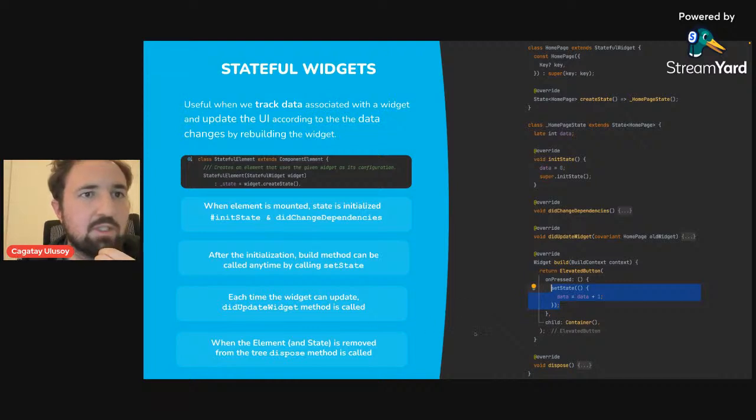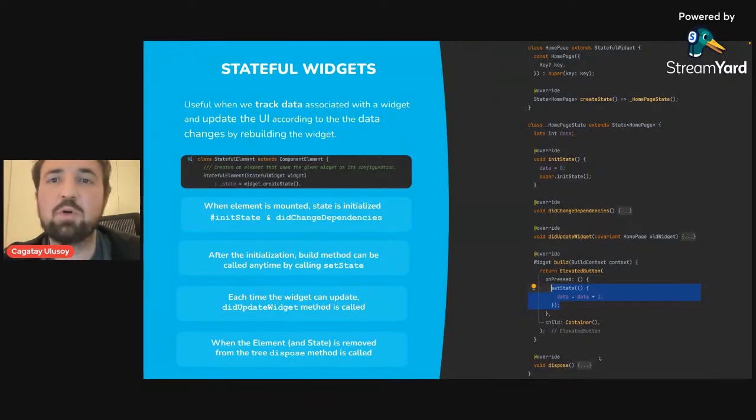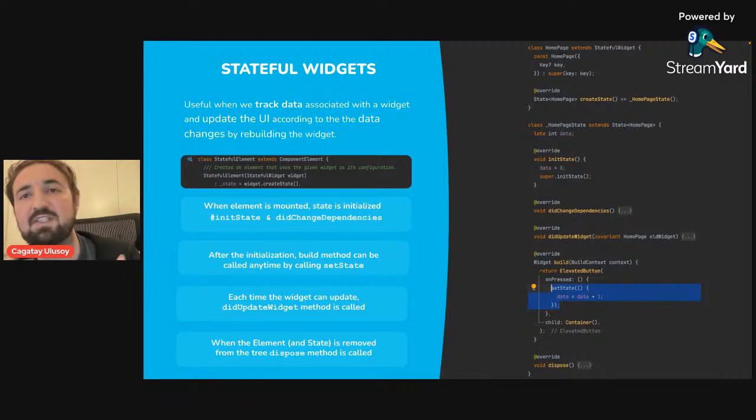Okay, let's continue with dispose. There are more methods, but I just wanted to show the most important ones. Dispose is also very important, because the stateful widget is actually tracking data, right? We said it's useful when we track data, and it means that we have resources there. And when the element is unmounted, the state is also unmounted, and this is where we dispose and clear our resources. For example, if we have an animation controller in this stateful widget, we should dispose the animation controller in this method. Okay, let's continue.